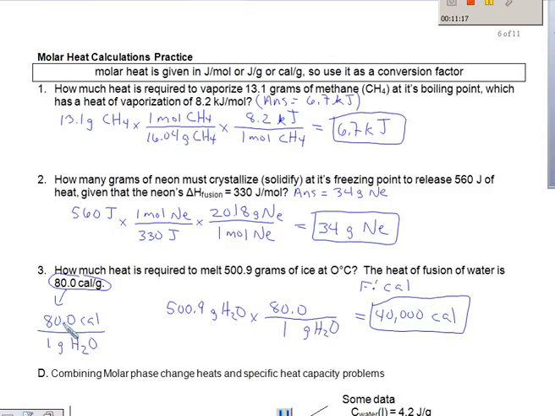So the point here is pay attention to your units. Don't always assume it's going to be joules per gram or joules per mole. Take a look at what you've got and then work with it.